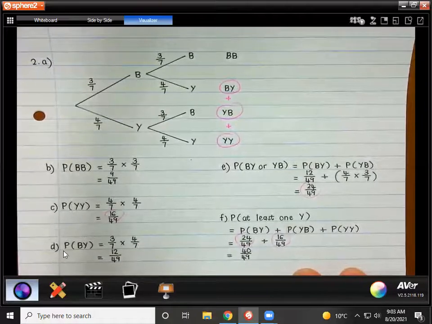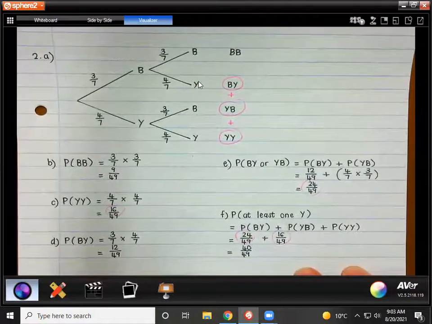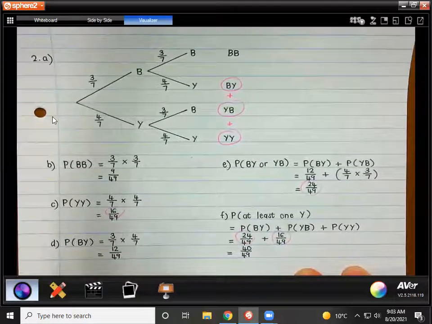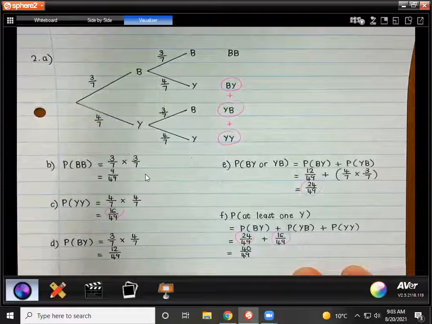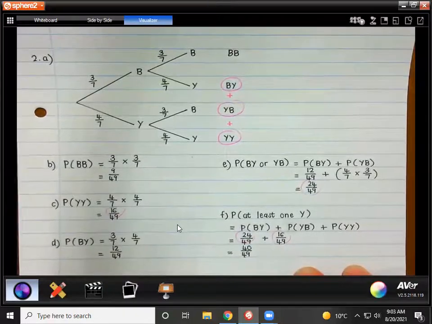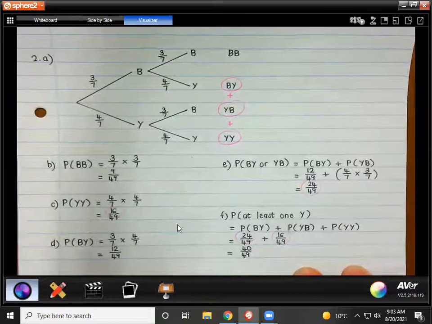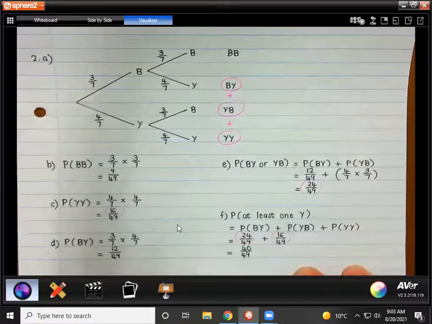Then the next one was, what is the probability that the first ball was black and the second ball was yellow? So now we need to follow those exact branches. So black for the first ball, 3 over 7, times yellow for the second ball, 4 over 7. And we get 12 over 49. Guys, none of these fractions can simplify, but if they could, you would have to. So I suggest type the sum into the calculator, because the calculator always gives you the simplified fraction. Okay.